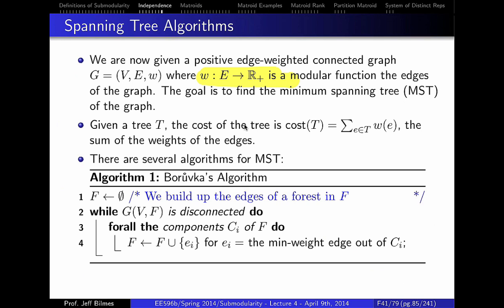And here's the cost of the tree. So we want to minimize the cost. Usually when you name it cost, you want to minimize. When you name it value, you want to maximize. And there's 3 algorithms for doing this.